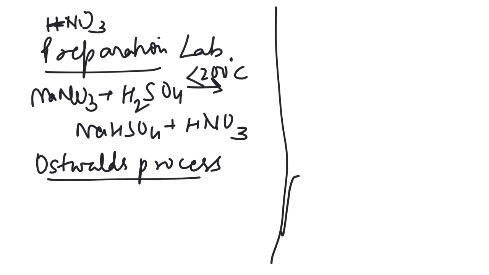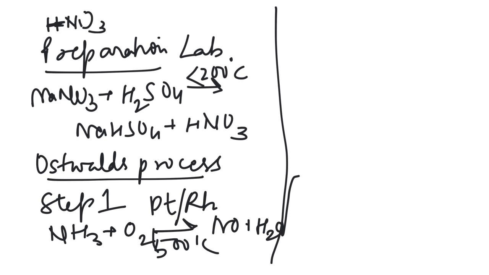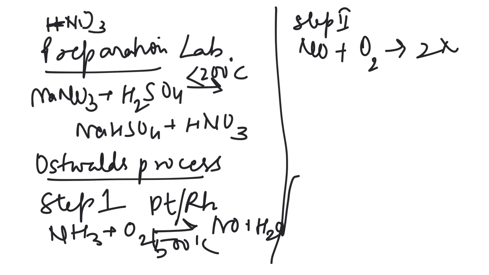This takes place in 3 steps. Step 1, you prepare it from ammonia, react it with oxygen, in the presence of platinum and rhodium catalyst at around 500 Kelvin, and you get nitric oxide plus H2O. Then the second step: NO will again react with excess oxygen and form NO2.